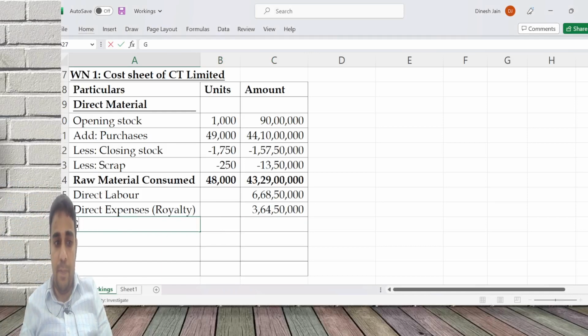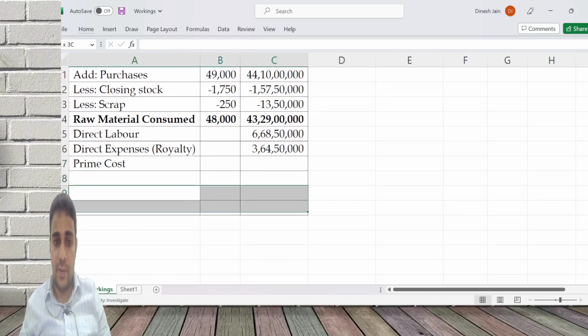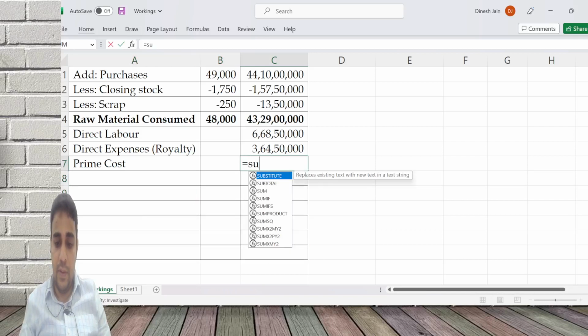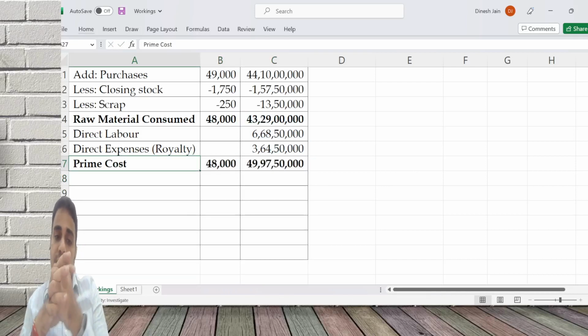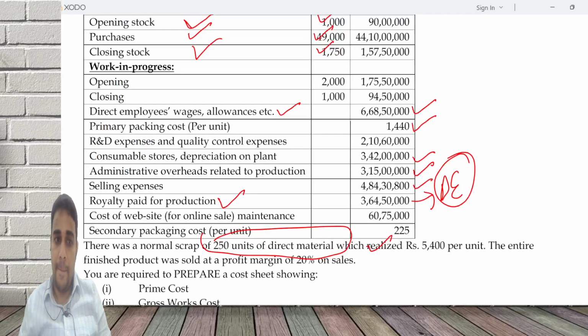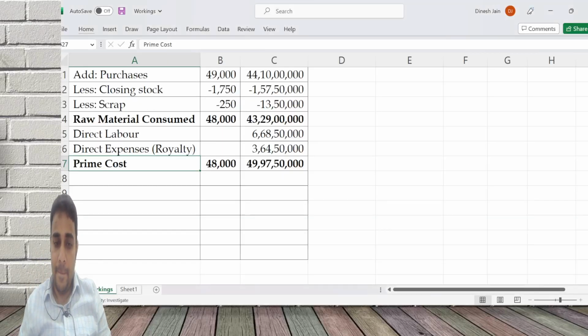We'll get prime cost. This was one of the requirements of the question, to calculate prime cost. Side by side, I write the number of units also: prime cost for 48,000 units. We are incurring so much prime cost for 48,000 units.